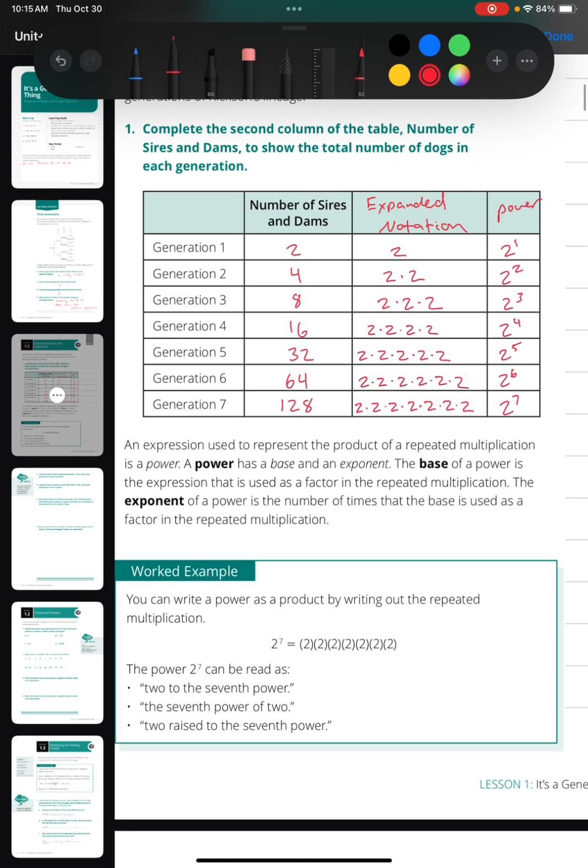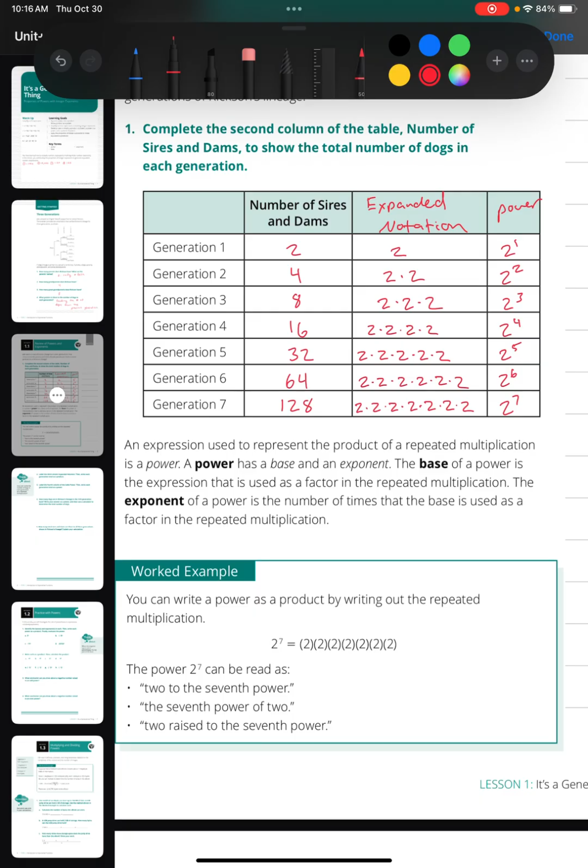Okay, so an expression used to represent a product of repeated multiplication is called a power. A power has a base and an exponent. The base of a power is the expression that is used as a factor in the repeated multiplication, and the exponent is the number of times that base is being used as a factor in repeated multiplication.